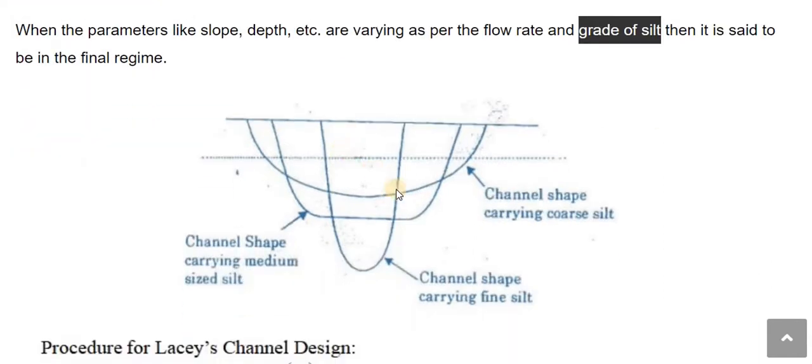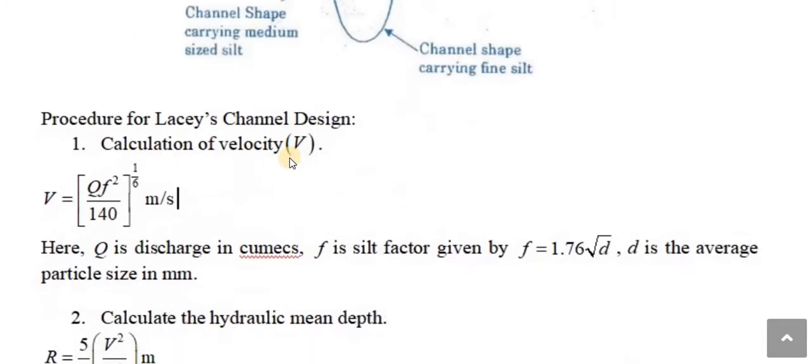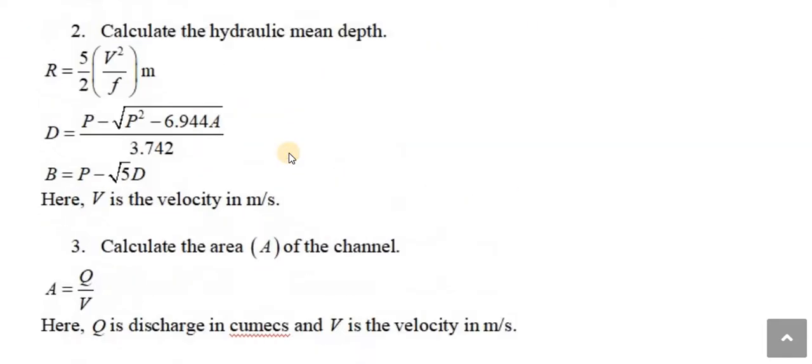So there are three types of channel shapes. For example, this shape can occur when the channel is carrying fine silt, the medium shape can occur carrying medium size silt, and another when it contains coarse silt. So our rivers and canals usually contain coarse silt, sandy soil, so their shapes are longer. In our rivers, bed width or top width is more and depth is less. So these are the equations we will study now.